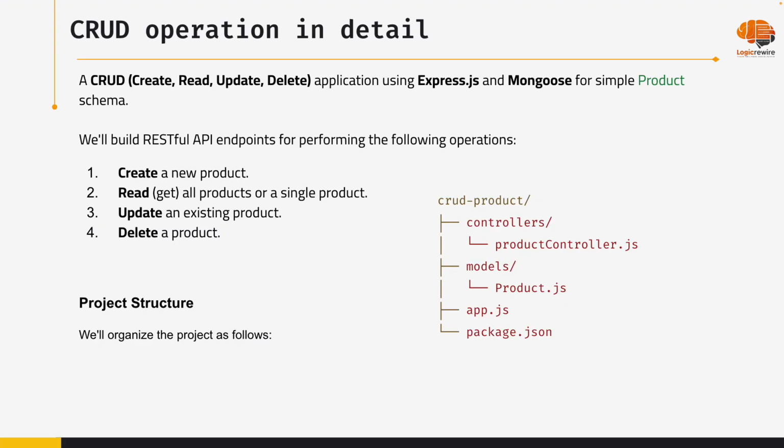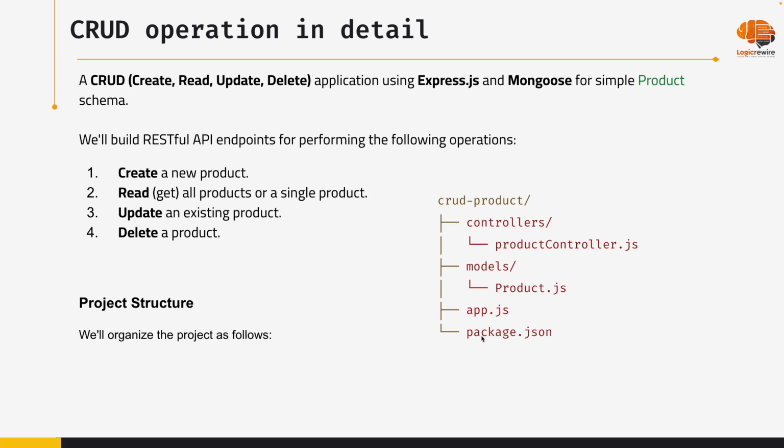For that, we are going to create a new product, we are going to read all the products or a single product, and we are going to update the existing product. Whatever product we have already defined, we are going to update, and we are going to delete the product. So the structure should be like this. It's a small project.